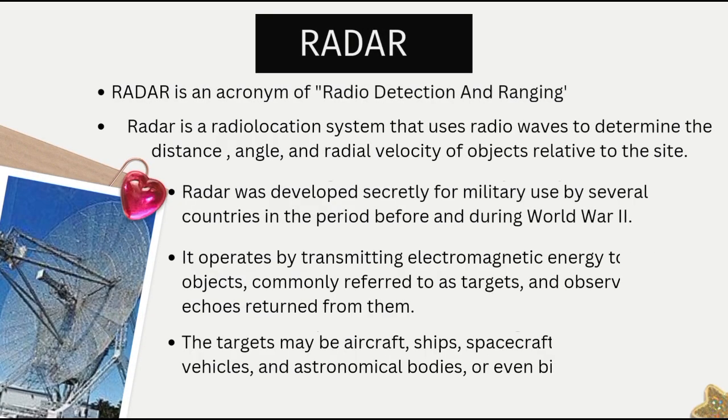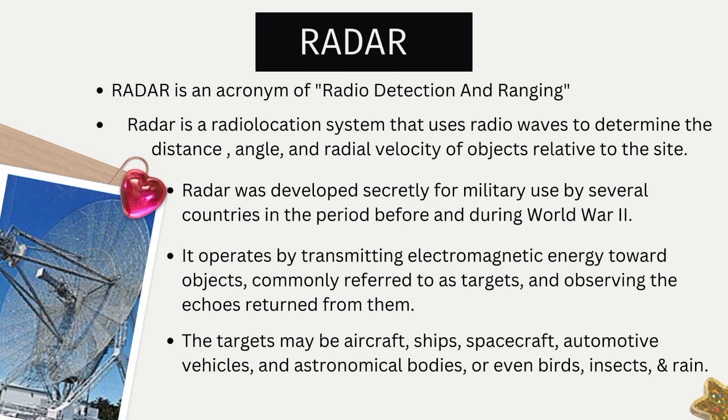Now, what is radar? Radar is an acronym of radio detection and ranging. Radar is a radio location system that uses radio waves to determine the distance, angle, and the radial velocity of objects relative to the site. Radar was developed secretly for military use by several countries in the period before and during World War II.